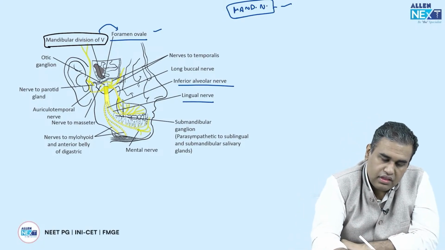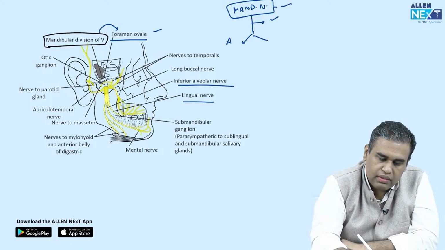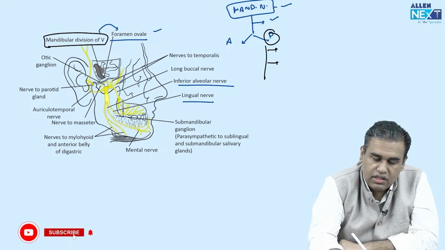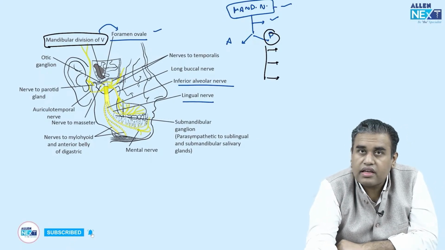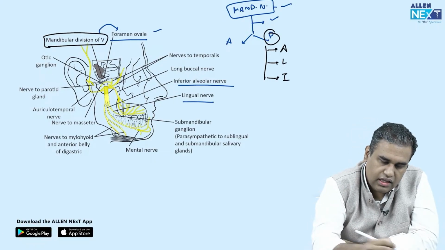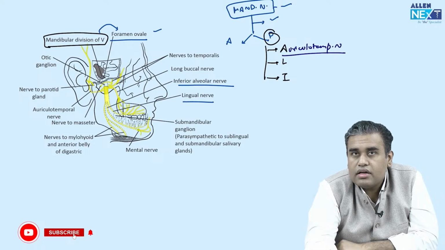Just remember, there are few branches coming from the trunk of the mandibular nerve. It divides into anterior and posterior divisions. Just for a quick understanding, the posterior division gives three important branches. They come in the exam. Posterior trunk or posterior division of the mandibular nerve. These three you can remember by the mnemonic ALI. A is the auriculotemporal nerve. Where is it involved? Think about it. It is the postganglionic for the parotid gland.